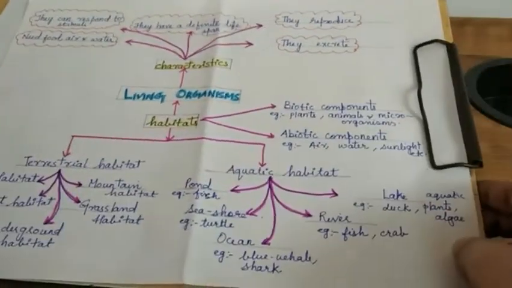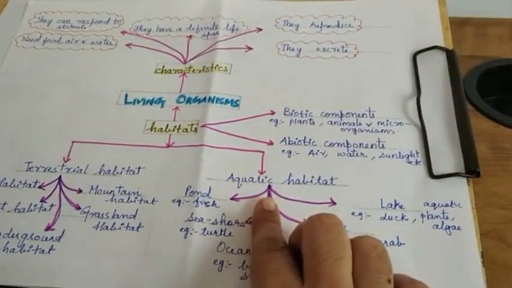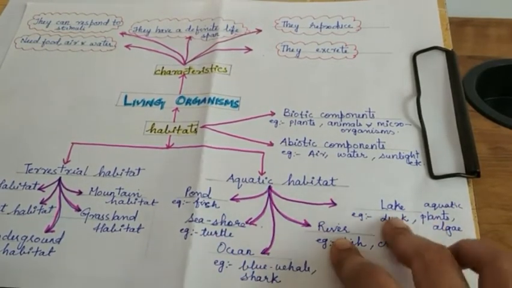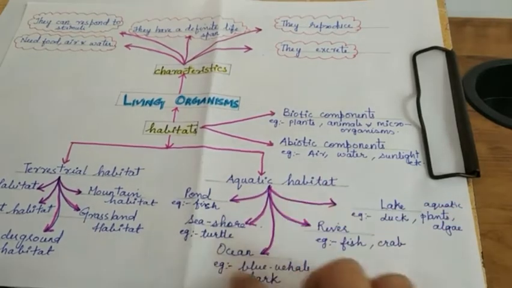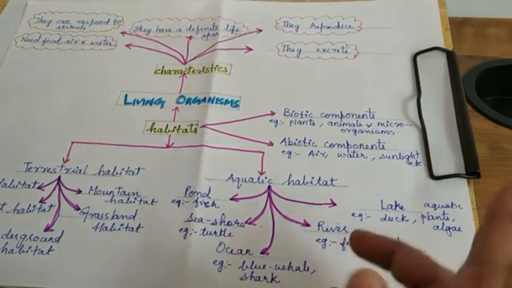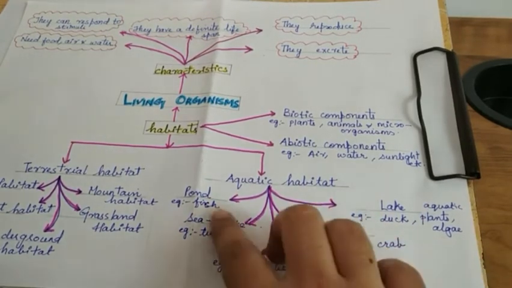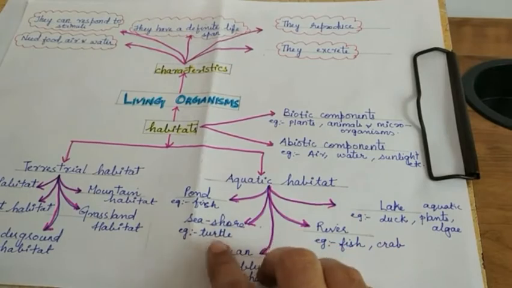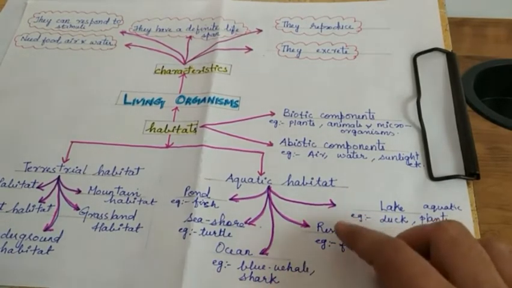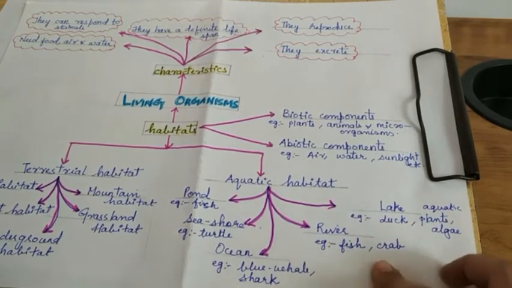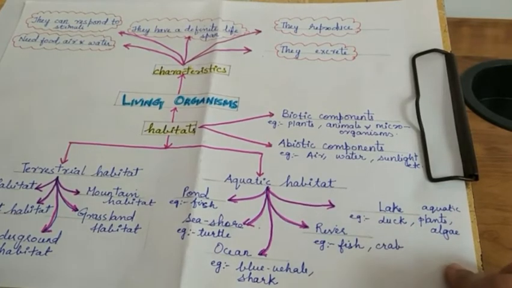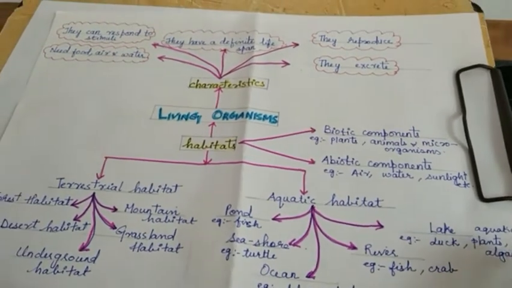Alright. Next is aquatic habitat: ponds, seashore, oceans, rivers, lake, right? These are different types of aquatic habitat and you can write one or two examples of each. In pond you can write fish, in seashore you can write turtle, in ocean you can write blue whale and shark, in rivers you can write fish and crab, in lake similarly you can write duck, aquatic plants, algae, etc. Okay, so this is very easy to learn.